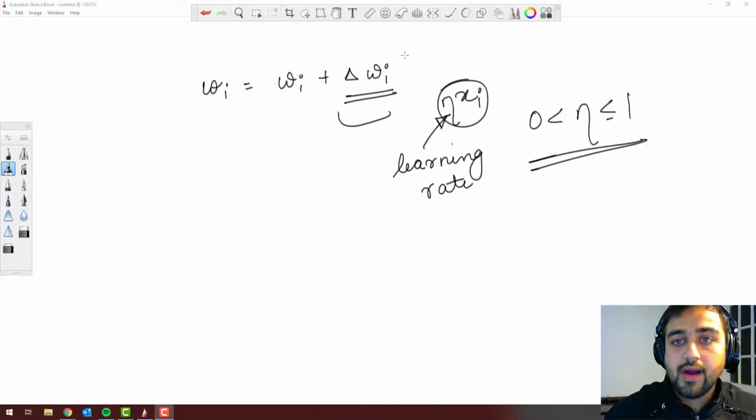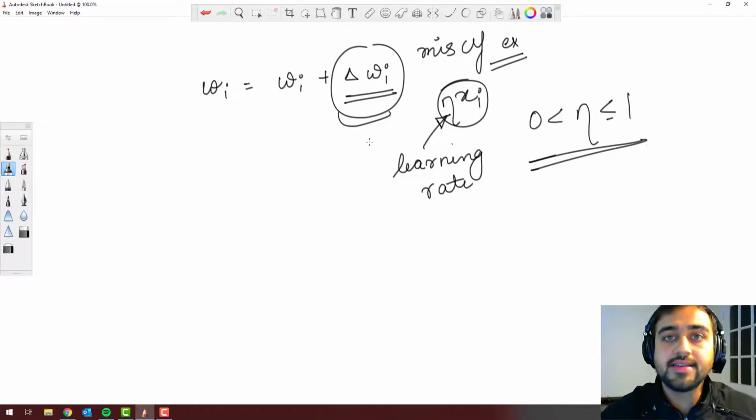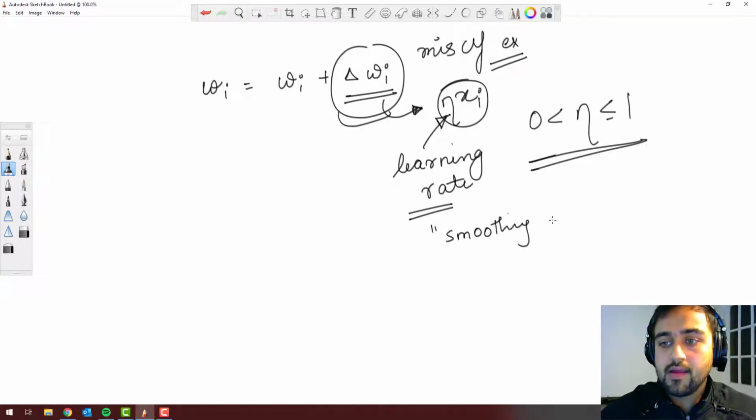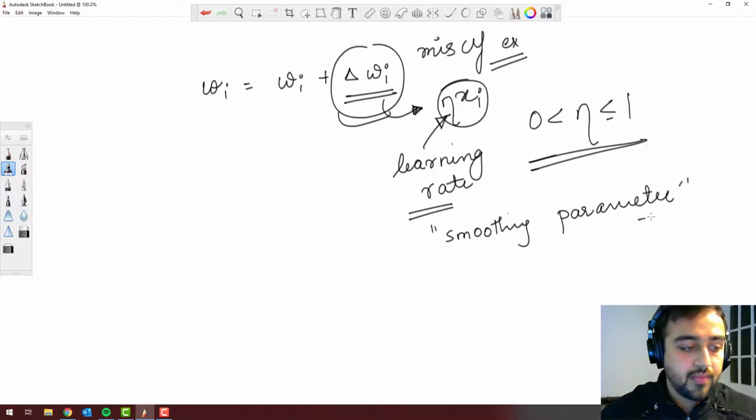So basically our delta wi depends on our misclassified examples, right? What do I mean by misclassified examples? If our example is misclassified, only then do we need to update our weights. Otherwise, if our perceptron is able to classify a certain example correctly, that means we have a good set of weights, that means our algorithm has converged and we can stop our training there, right? So this delta wi depends on a learning parameter and the input feature that we have. This learning rate is basically a smoothing parameter which does not let your gradients explode, and it modulates delta wi.